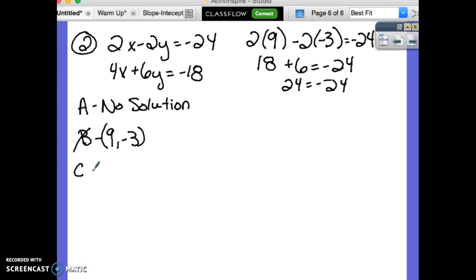C says negative 9, positive 3. So let's see if that works.